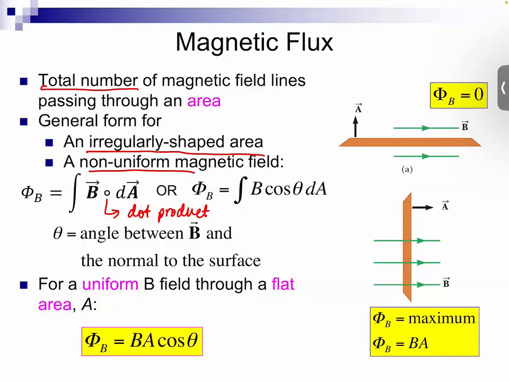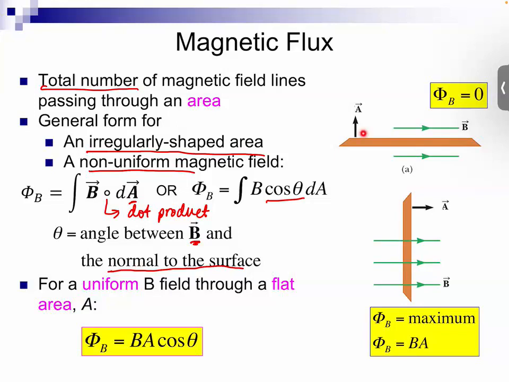Right, the dot product can be simplified into a cosine theta function. So this dot disappears and becomes a cosine theta, where theta is the angle between the two vectors that are involved in the dot product. So theta is the angle between the magnetic field and the area vector. The area vector is simply a vector that is perpendicular or normal to the surface.